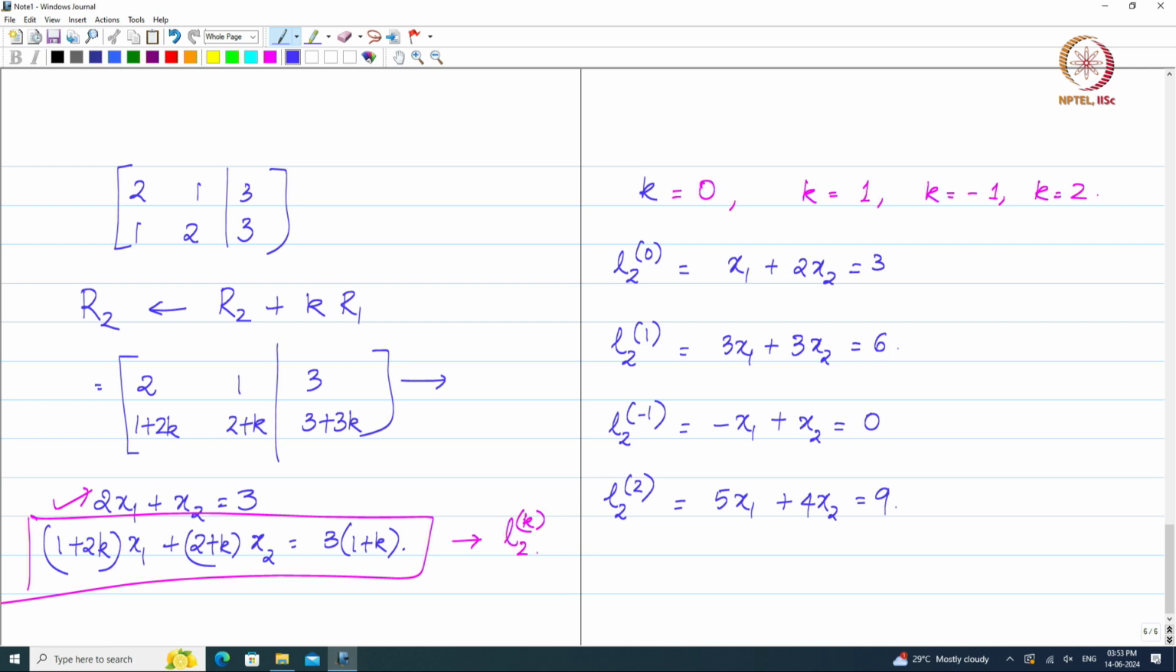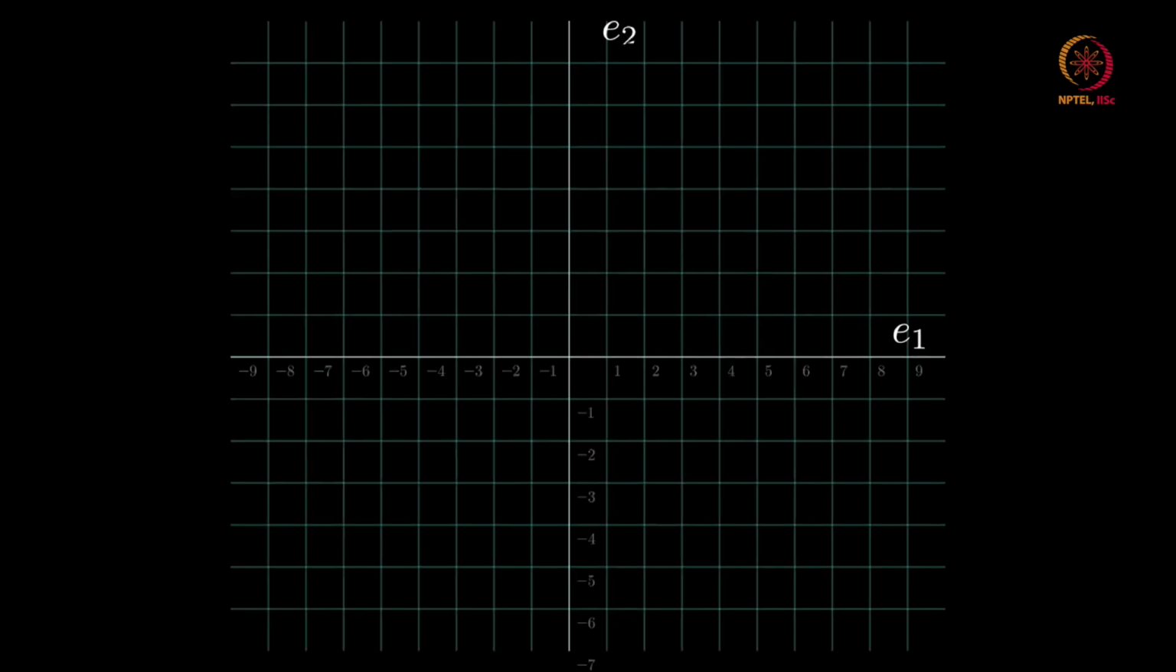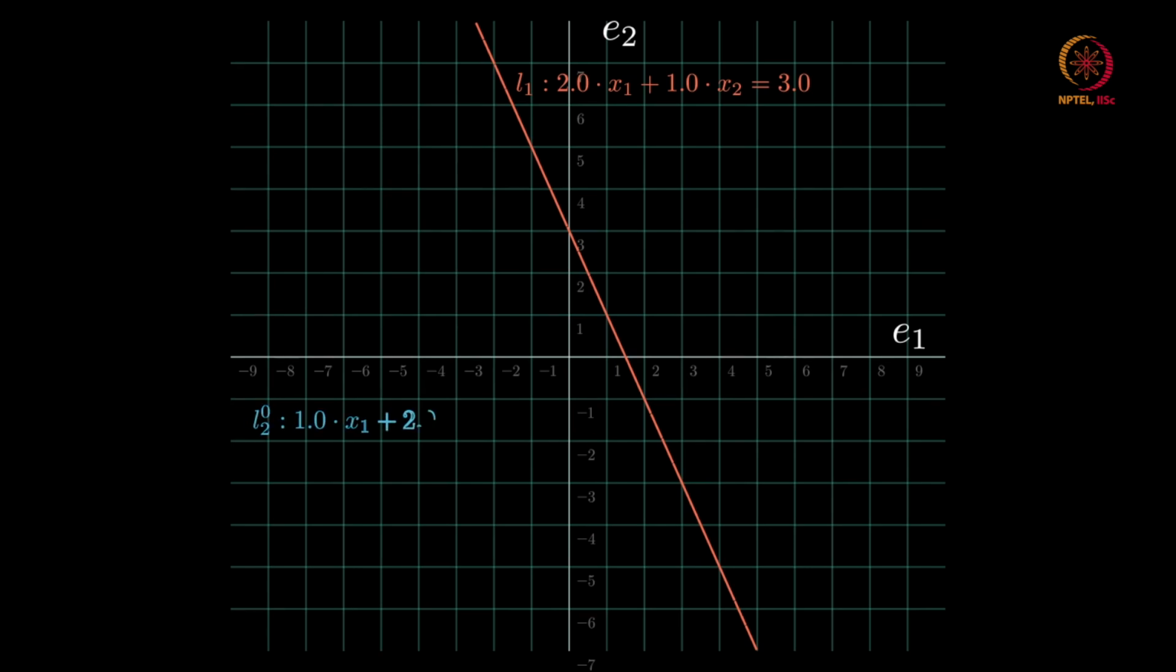Now, let us plot all these lines and then see what happens. Let us retain the first line, which is 2x1 plus x2 is equal to 3. Let this be L1, and this is the line. Now, the second equation, L2 of 0, let us see how L2 of 0 looks like. L2 of 0 is basically x1 plus 2x2 is equal to 3.